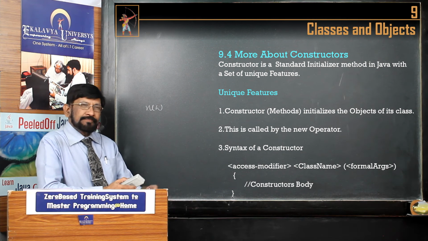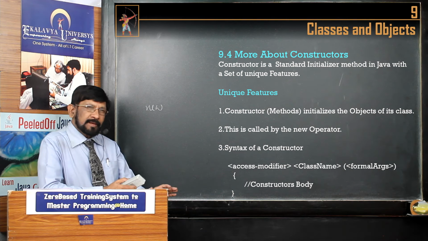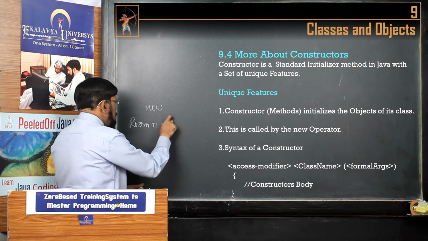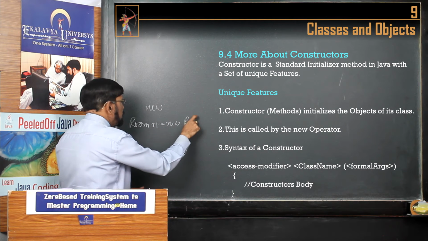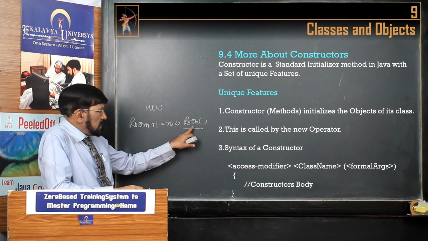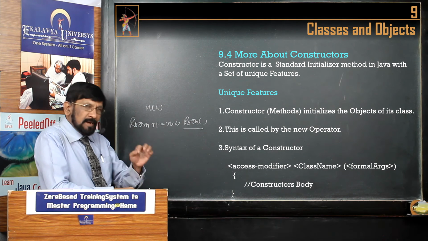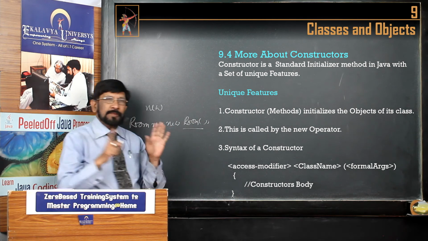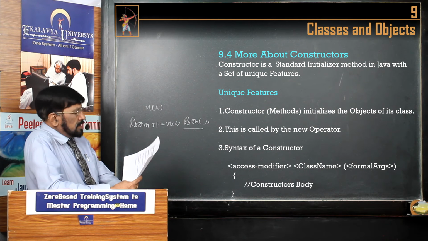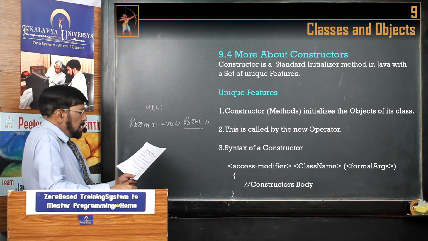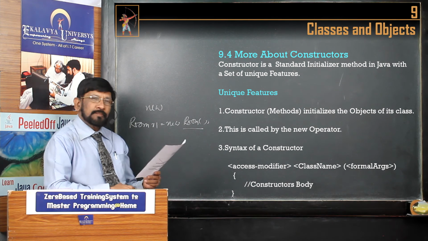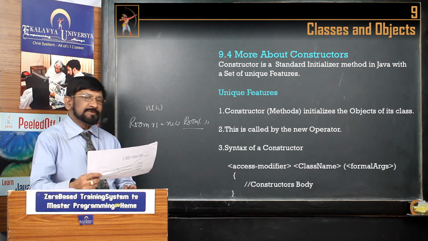And many times I explained earlier that the new operator calls the constructor. Already you have seen a definition like this: Room R1 = new Room(). This looks like a function call, and this is the constructor, which is called by new. That point you have to understand. Now let us see the syntax also. Here, access modifier, class name, formal arguments, and the body. Within the body, the relevant initialization statements we write.